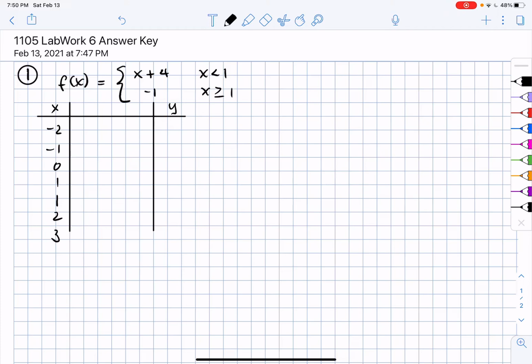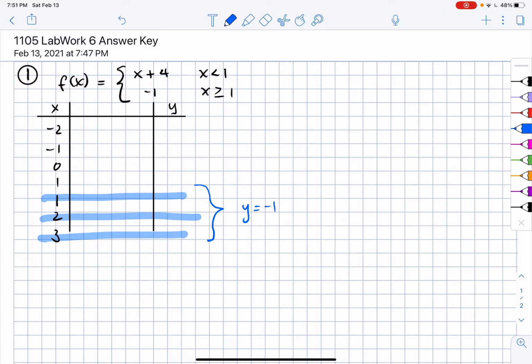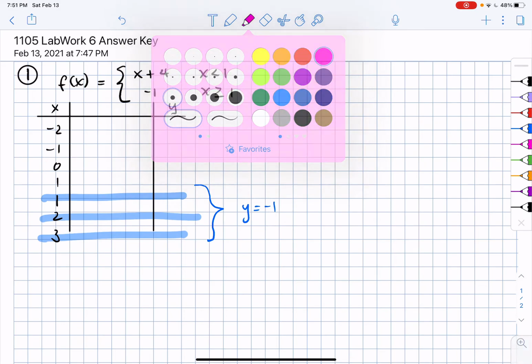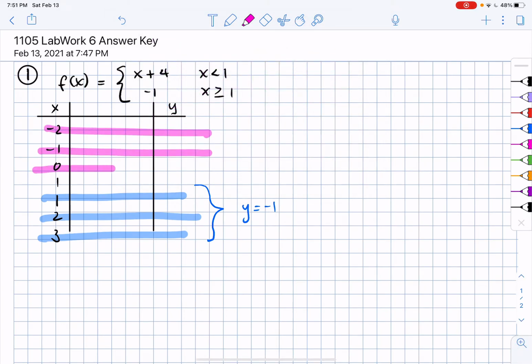The reason is because right here, what I notice is that everything that's equal to 1 or greater, I'm going to use the equation y is equal to negative 1. While when x is less than 1, I'm going to use the equation y is equal to x plus 4, okay? Wow, that looks really nice, doesn't it? And then there's this one here that I haven't dealt with, and the only reason why I'm using it is because it's kind of between, but not, right?